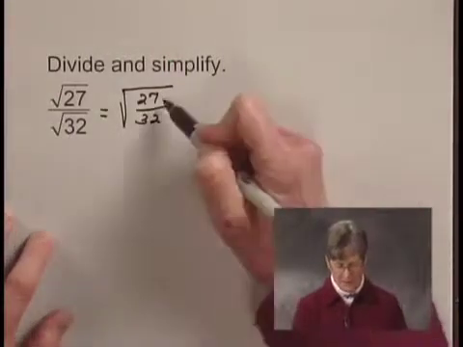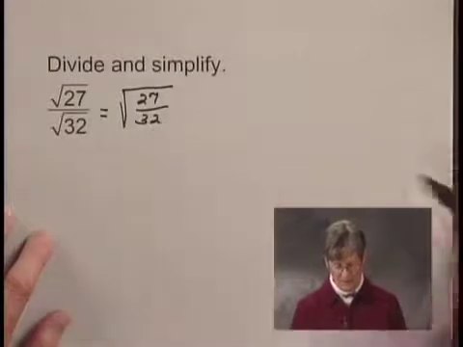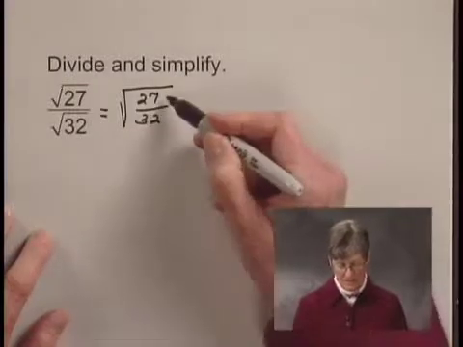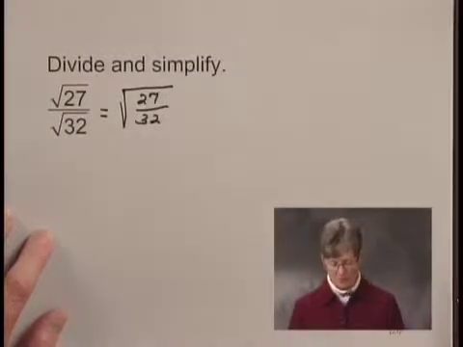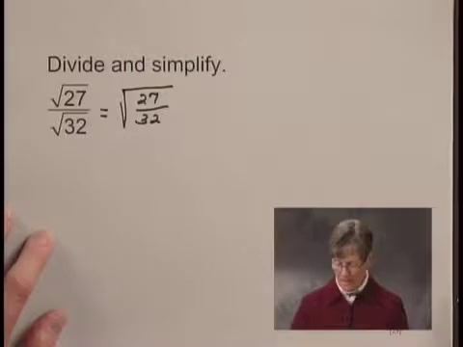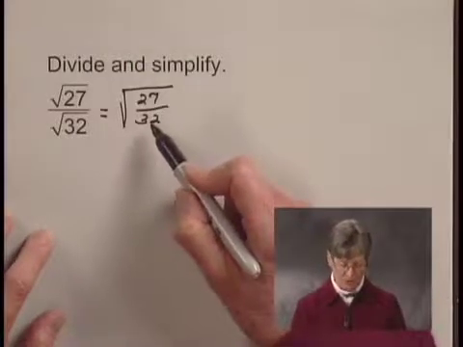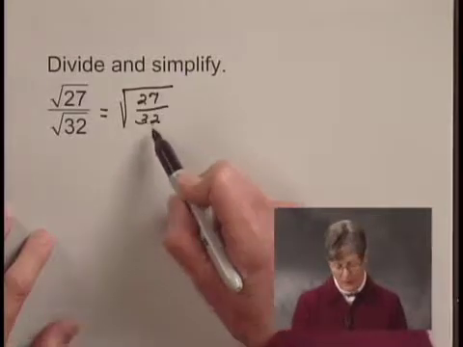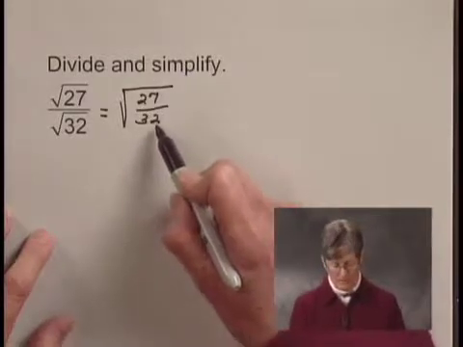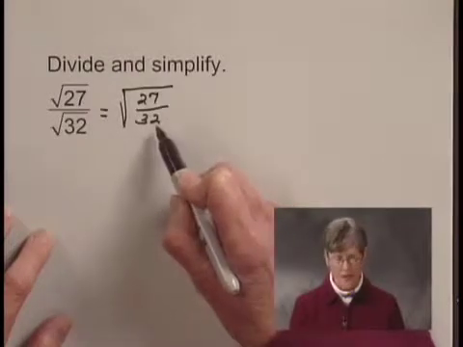Now when I look at the radicand, 27 over 32, I first need to check and see if I can simplify that. But 27 has only factors of 3 and 32 has only factors of 2, so there's no simplification I can do that way. But I can rationalize this denominator, which puts the expression in the form that we usually consider to be the most simple.